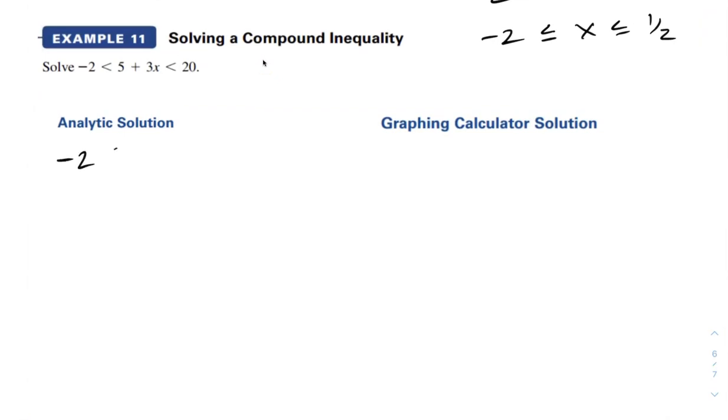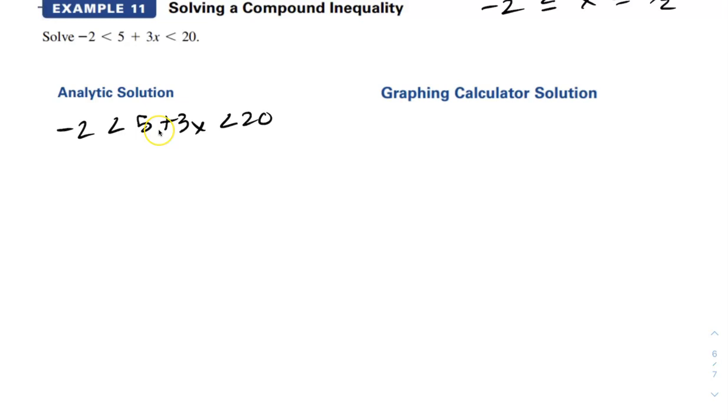So -2 is less than 5 plus 3x less than 20. So just like before, I'm trying to get this x by itself, so I'm going to get rid of all the fluff around it. So let's subtract off the 5. And you can see I do it to every single section here. Right, so do the middle section, left section, and right section. You get -7 is less than 3x is less than 15. And I saw the 3 from the x, so now I'm going to divide everything by 3.